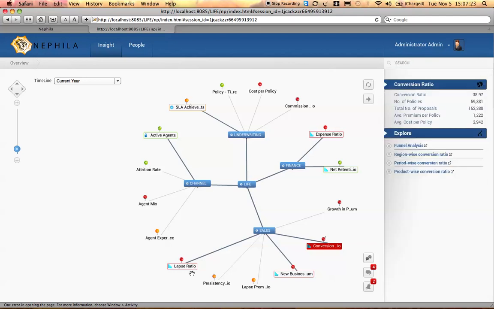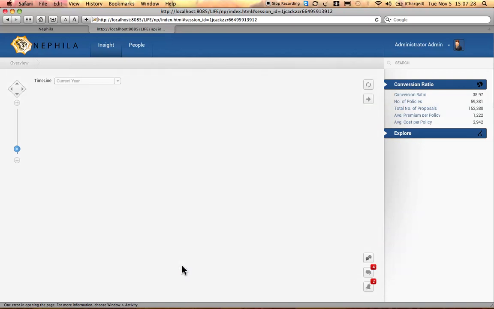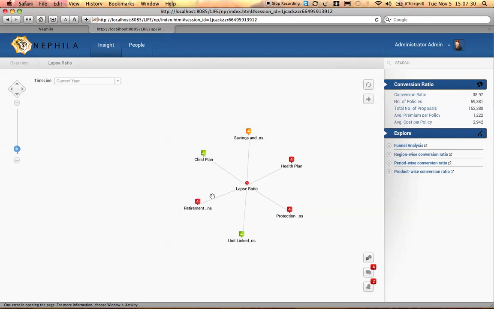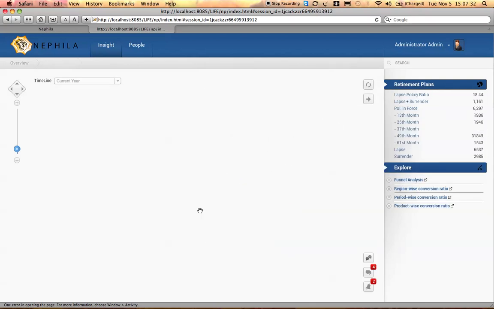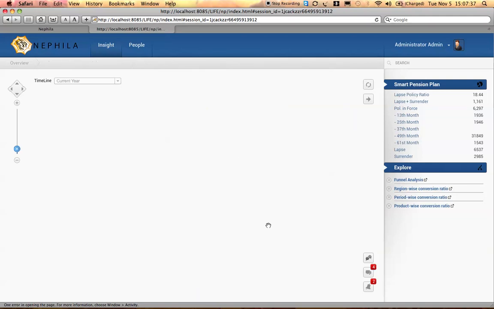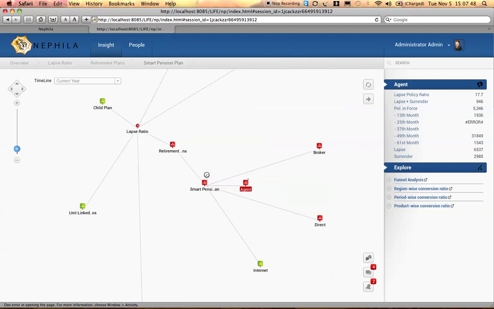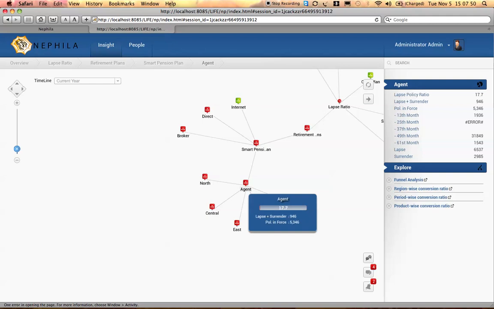Similarly, if I want to get to the root cause of problems, I can drill down as much as I want in order to understand the basic reason for the fall in lapse ratio, and the system keeps providing me information and data points corresponding to the level that I am drilling down to.